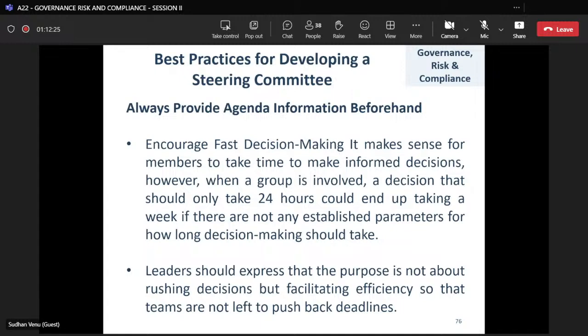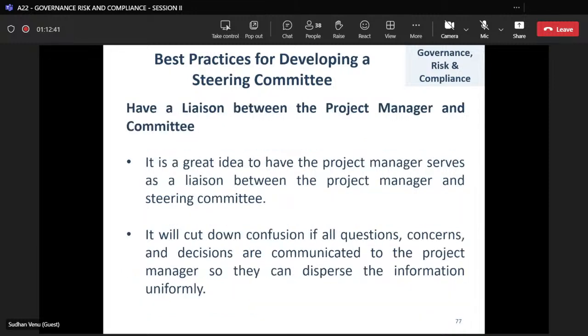So for all meetings, not only the steering committee, if we are giving a commitment, you have to stand by that commitment and not push back the deadlines given by them or suggested by you.